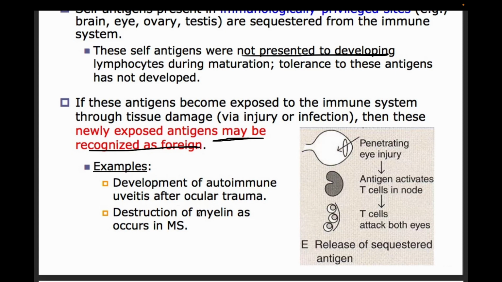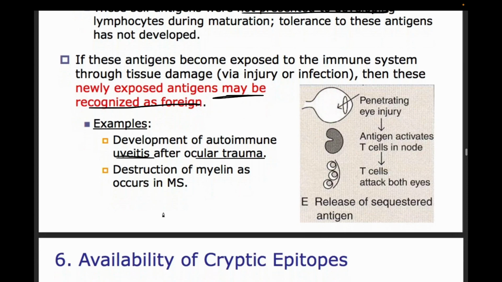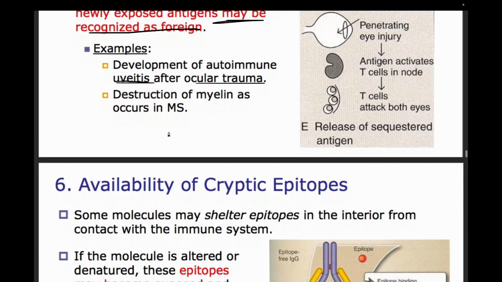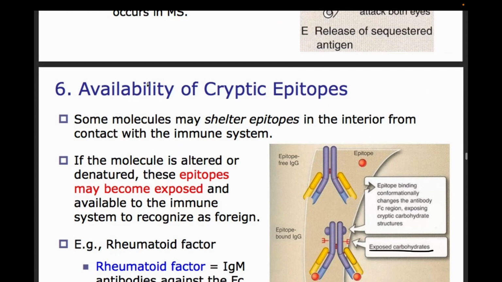One example: we have ocular trauma, which will lead to autoimmune uveitis. Ocular trauma exposes the sequestered antigens to the immune system, which has produced what? Which has produced antibodies against what? The retina of the eye. Okay? Second example, we have multiple sclerosis. Then, lastly, we have the availability of cryptic epitopes.